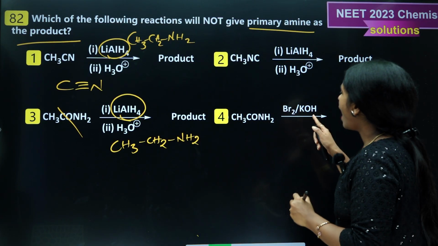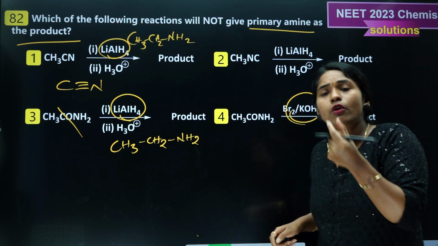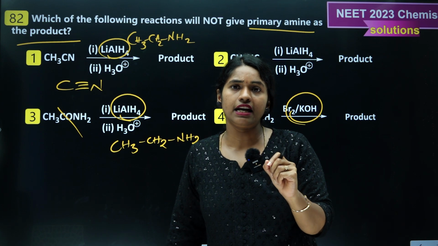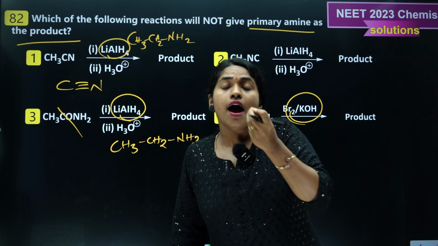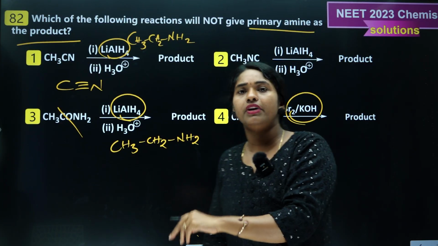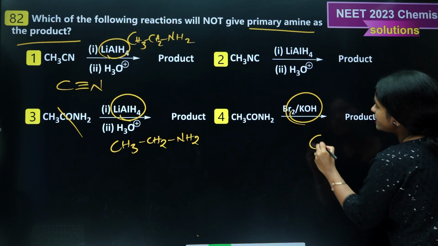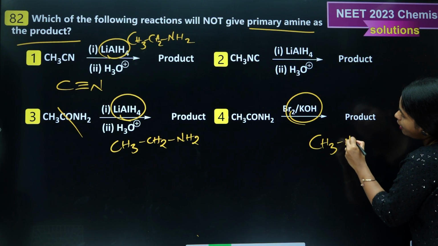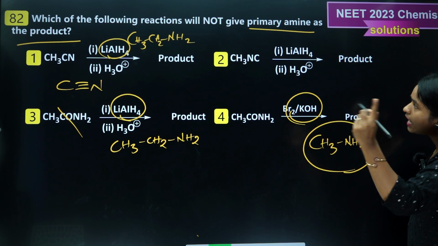Here, if you add bromine over KOH, it is the Hofmann degradation reaction. So in the Hofmann reaction, what happens? The C double bond O group is lost, and we will be getting amines, lower amines, one carbon less amine.